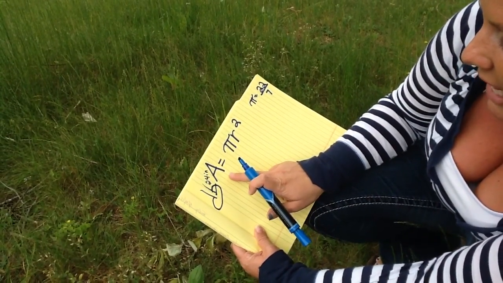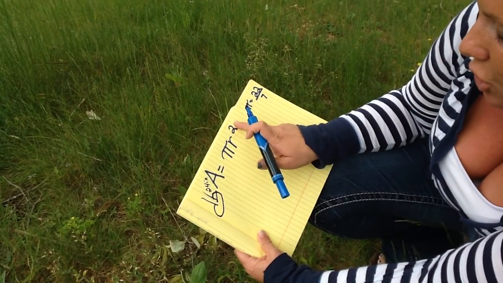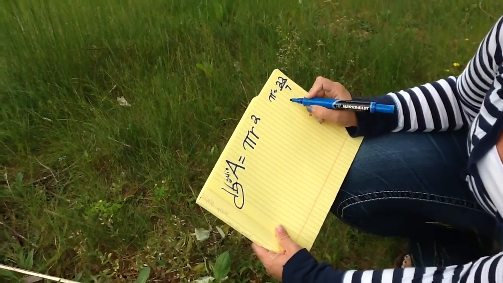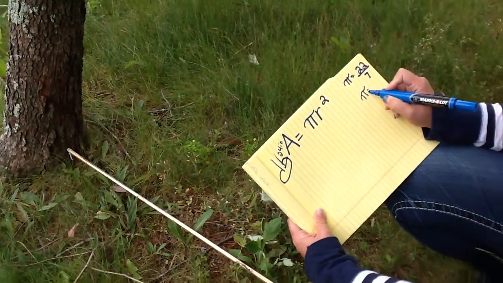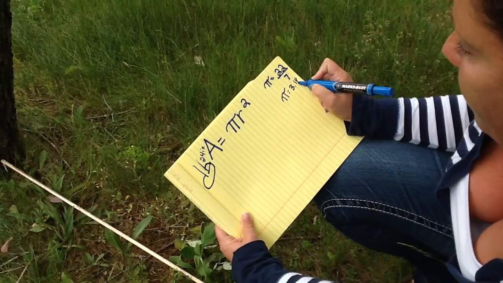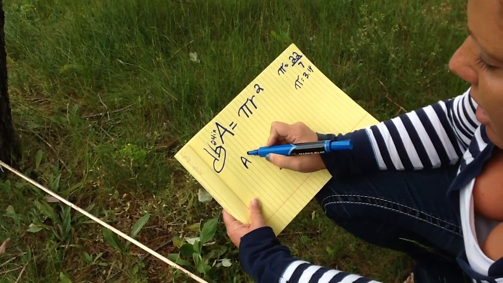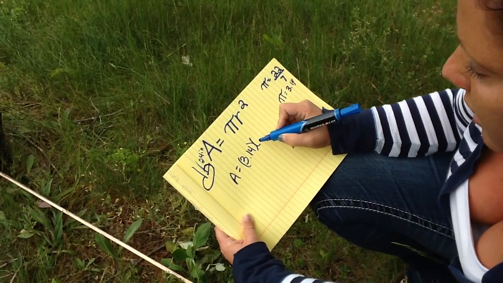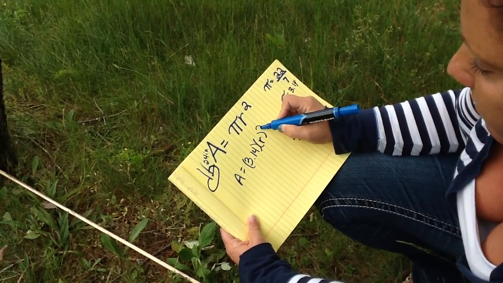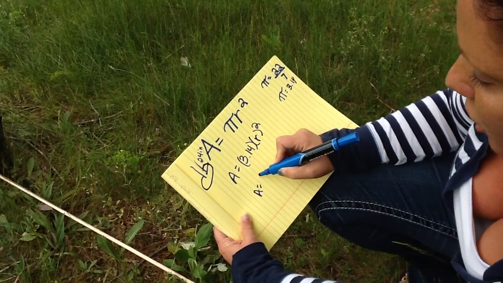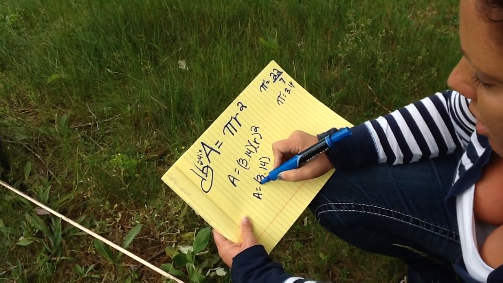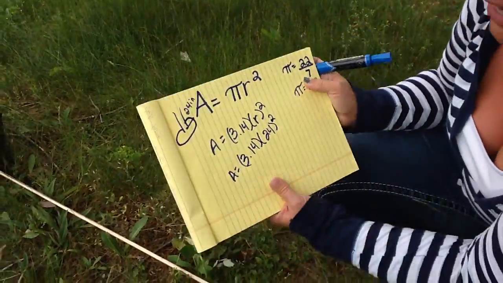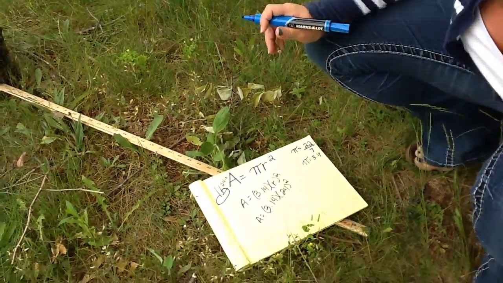So my formula is area equals pi r squared. Now remember, pi is 22 over 7, or you can always use the shorthand way of pi is 3.14. So if I want my area to be 3.14 times my radius squared, it would be 3.14 times 24 squared. Well, I don't know about you guys, but I don't know what 24 squared is.